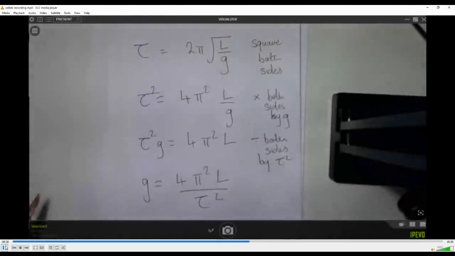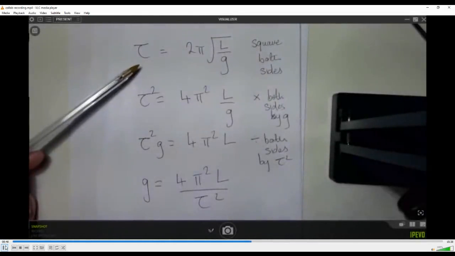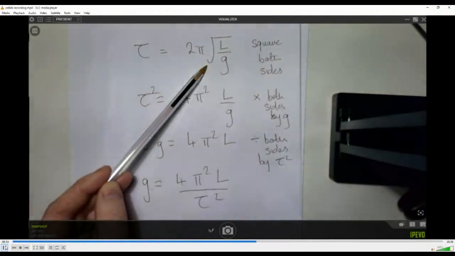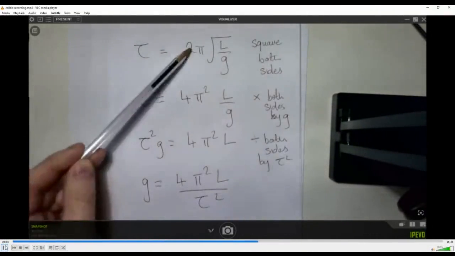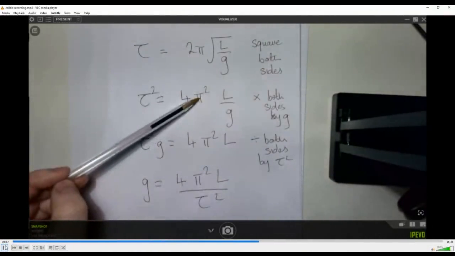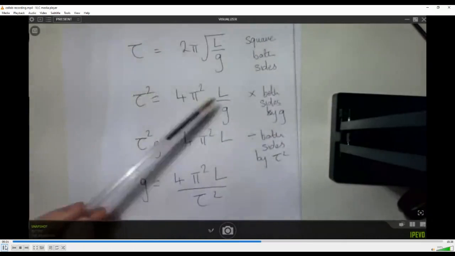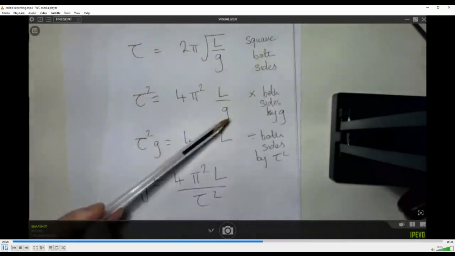Okay, so I've done that transformation of the formula. We've got our equation tau is equal to 2 pi multiplied by the square root of L over G. The first thing we want to do is get rid of this square root sign. How do we get rid of the square root sign? We square everything. So we have tau squared, 2 squared is 4, pi squared is pi squared, and the square root of L over G squared is just L over G. So the first thing we do, get rid of the square root sign, square everything.